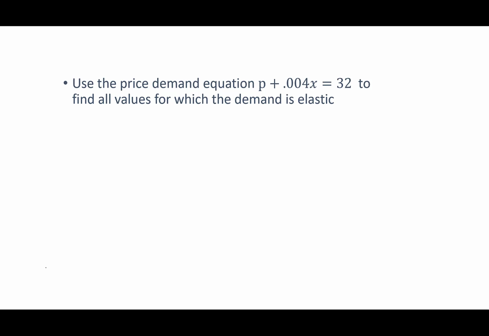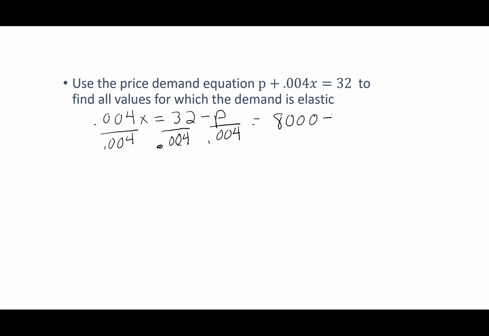First thing that needs to happen is rewrite this equation. I need to solve it for x. I'm going to have 0.004x equals 32 minus p. Now let's divide by 0.004. So I divided each of the two terms by 0.004. 32 divided by 0.004 is 8,000. And then I'm going to do 1 divided by 0.004, and it gives me 250p.